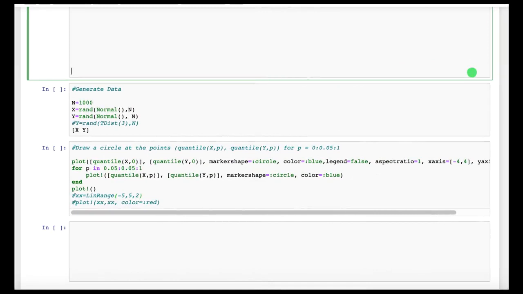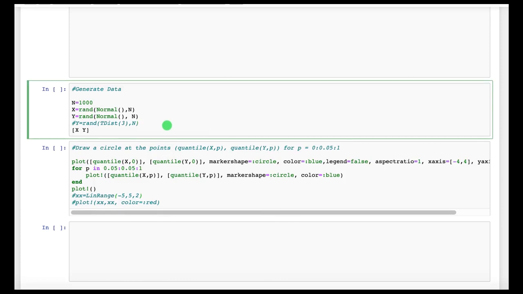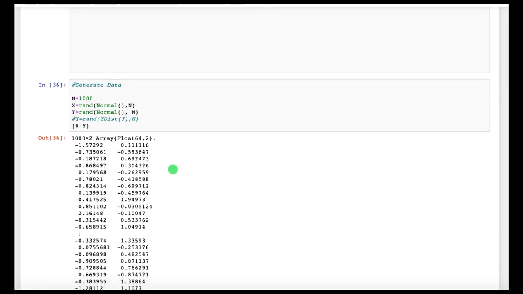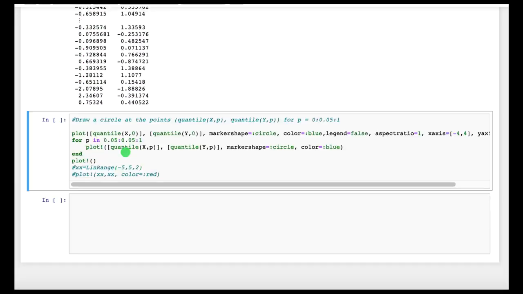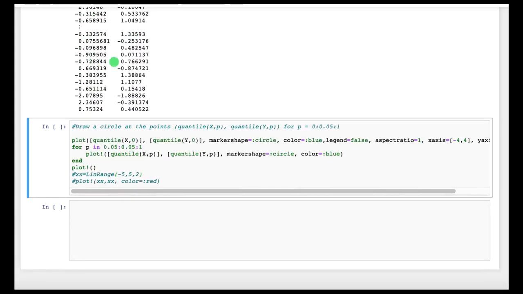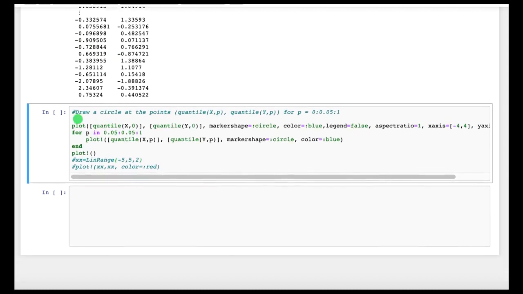So let's see how a QQ plot works. Here I'm going to generate two data vectors, x and y, and they're each going to be drawn from the standard normal distribution, 1,000 points each. As you can see here, there are 1,000 points. Well, it's truncated. And now I'll simply draw a circle at each of the points (quantile xp, quantile yp) for p between 0 and 1 in steps of 0.05. So I'll be drawing 20 circles.